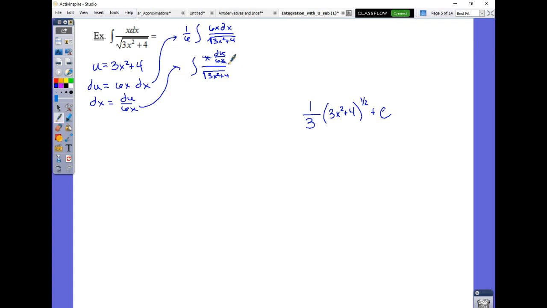Either way, you should have gotten 1/6 the integral of u to the negative 1/2 du. This becomes a u, and because it's over the square root, it becomes a negative 1/2, and then your x falls out depending on however you deal with that. Pretty good? Antiderivative of u to the negative 1/2 is 2 times u to the 1/2 plus c. 2 times 1/6 is 1/3.